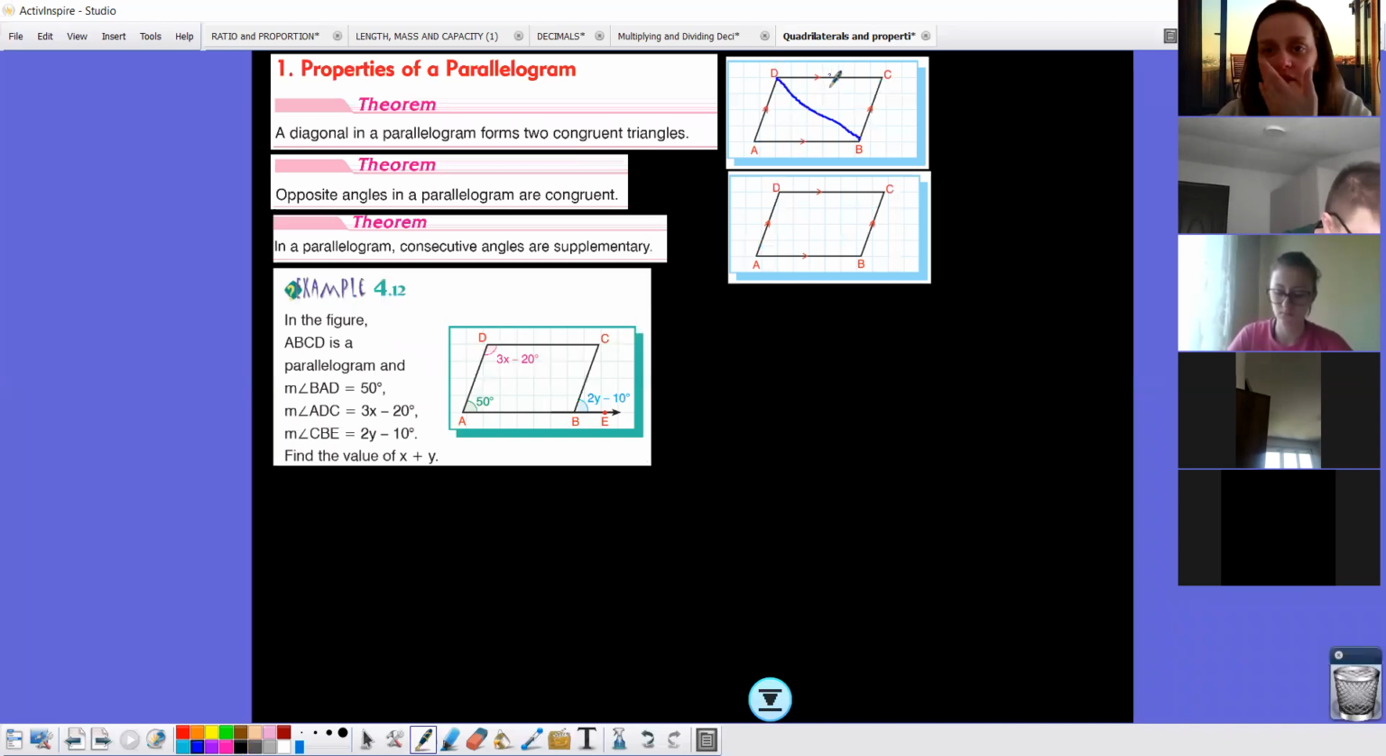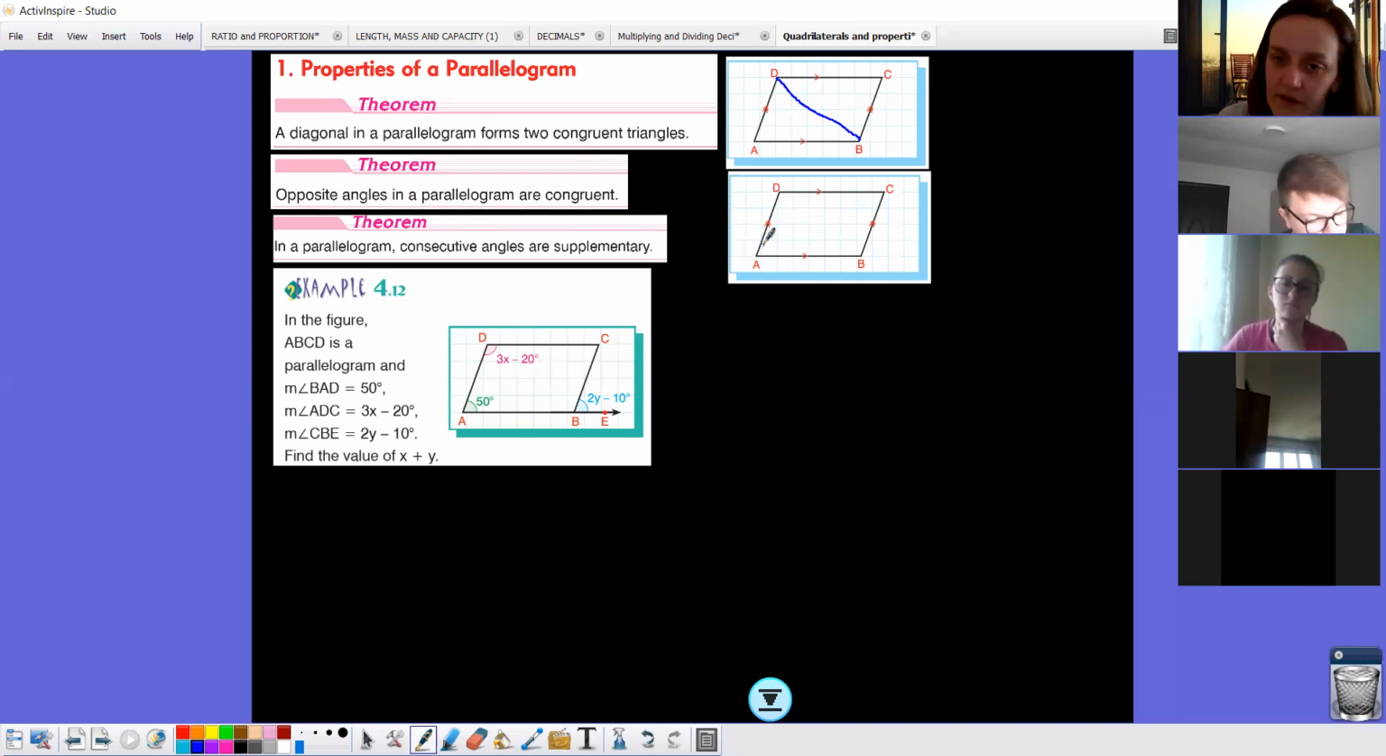Why? Because these sides are equal to each other. Also, these sides are equal to each other, and this one is the common side. Also, the angles will all be equal to each other. Here, opposite angles in a parallelogram are congruent.